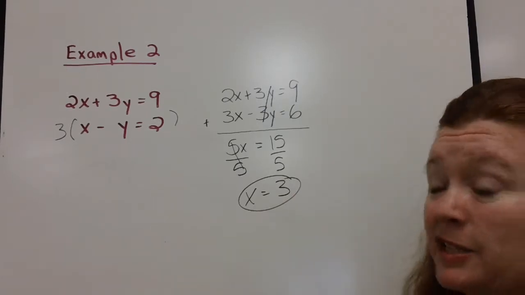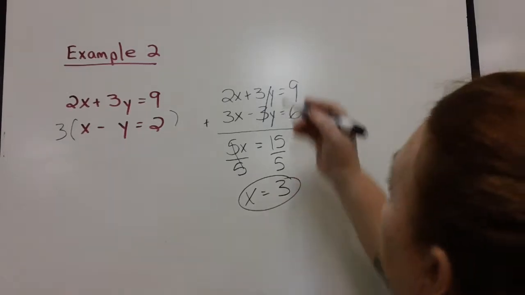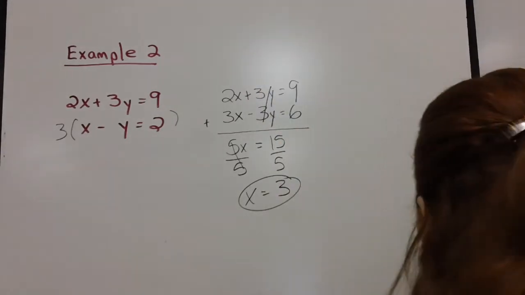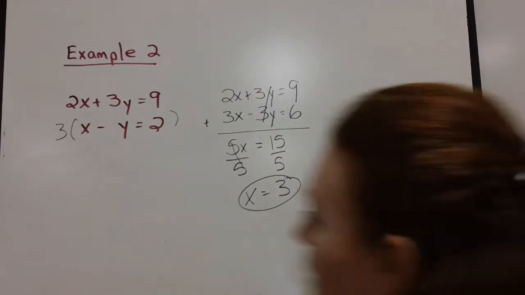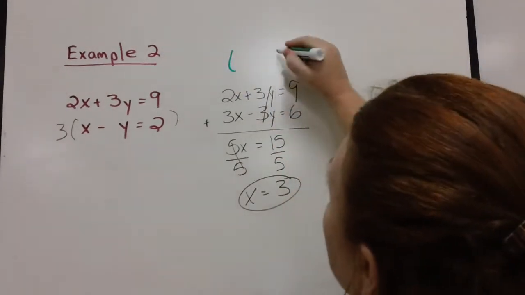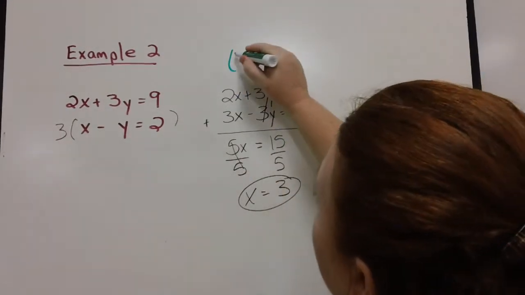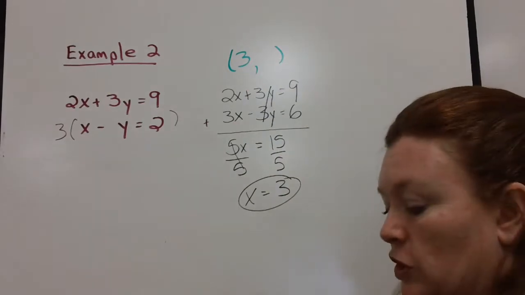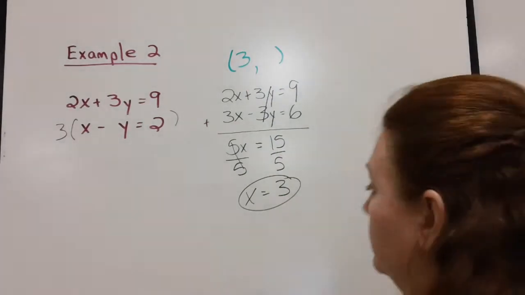I have half my answer. But remember, your answer will look like a point, so I'll get another color here. No, not that one. Green. And I found that x is 3. So let's figure out y.